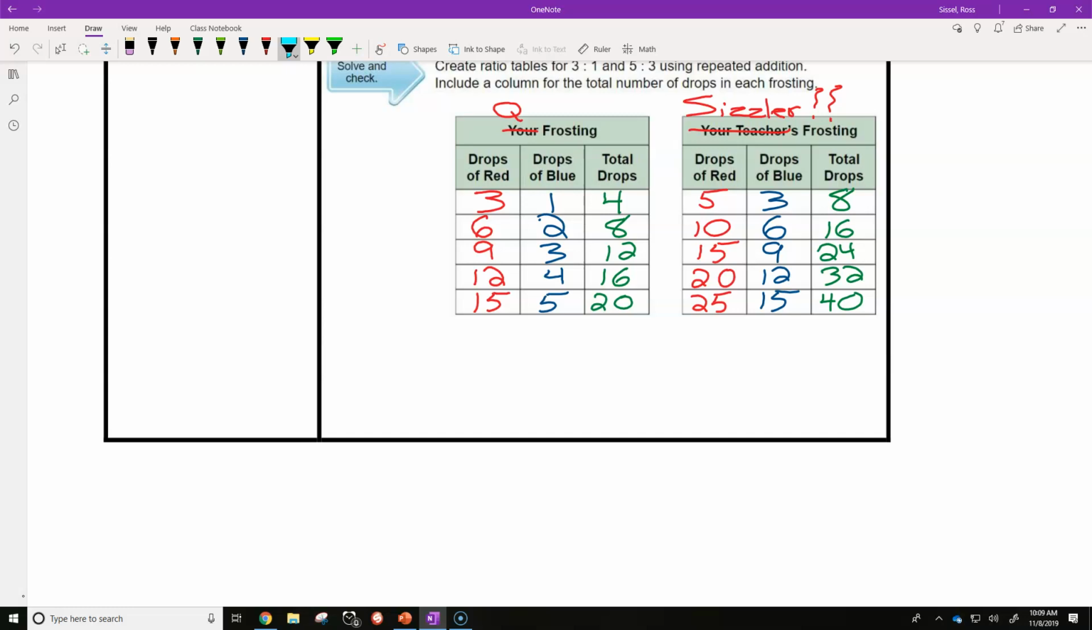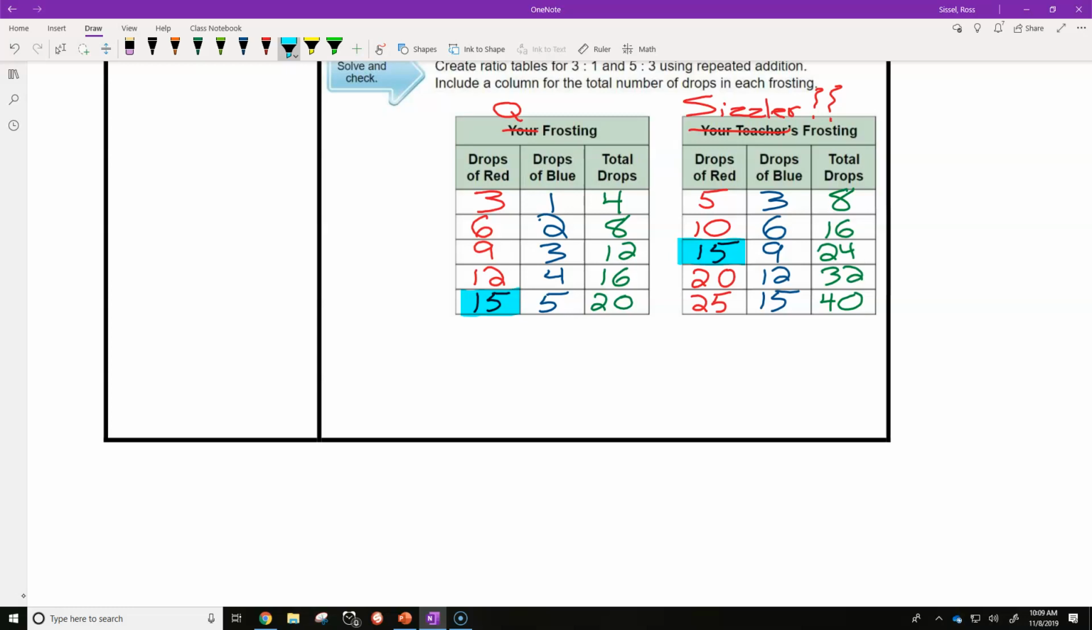The 3 ways we could solve this is, 1, we can compare when Quentin and I put the same number of red drops in. Look at his chart, look at mine. Raise your hand. Did we ever put the same number of red drops in? Yes. 15 and 15. Okay, let's compare that.